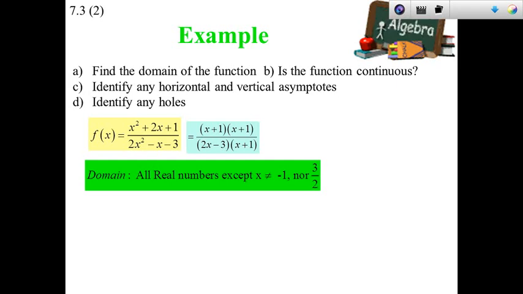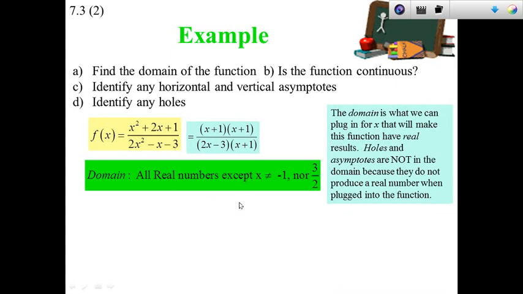Make sense? That's what the domain is. Is the function continuous? Are there any breaks, holes, jumps, or gaps? If there's an asymptote, it's not continuous. If there is a hole, it is not continuous. So it is not continuous.